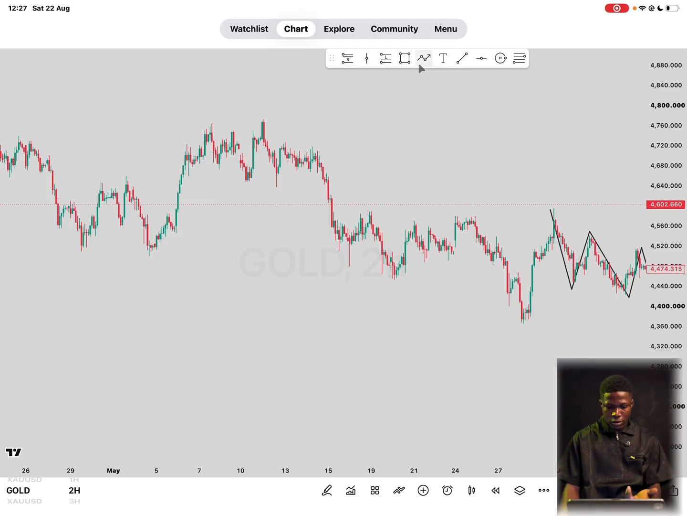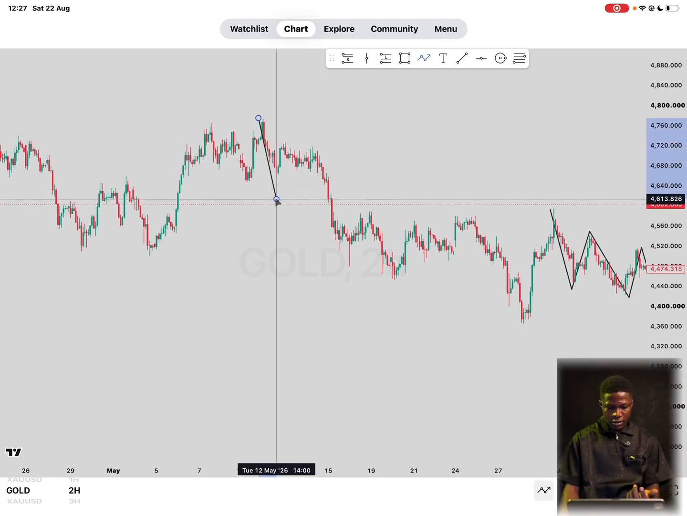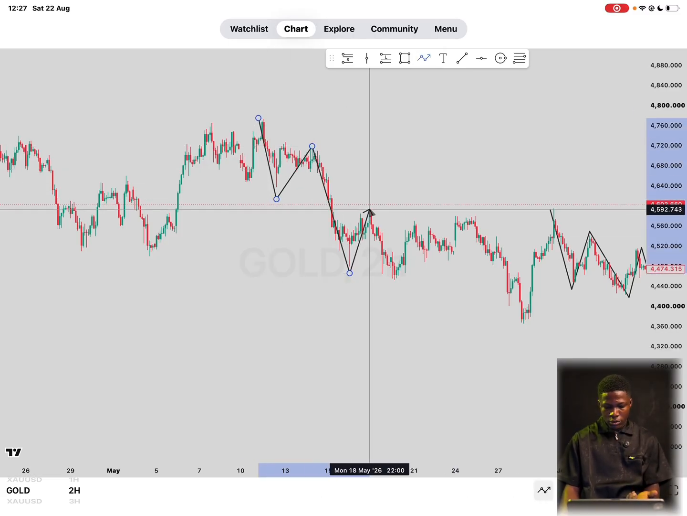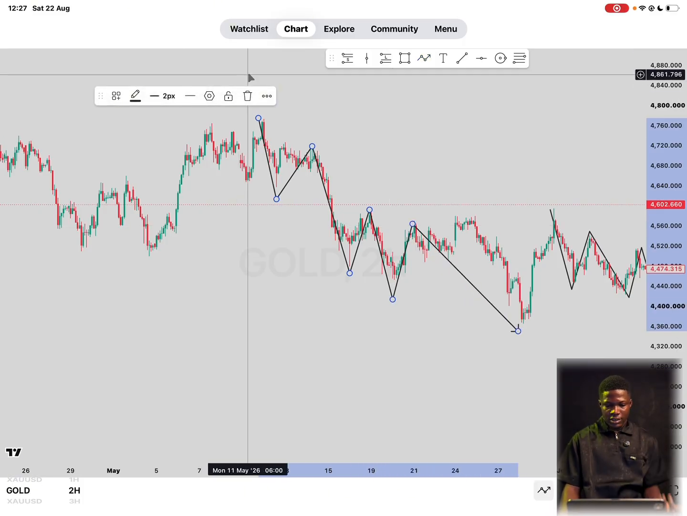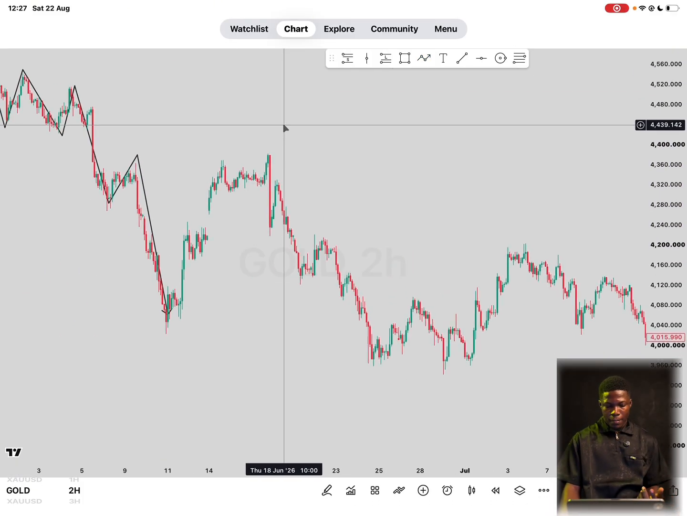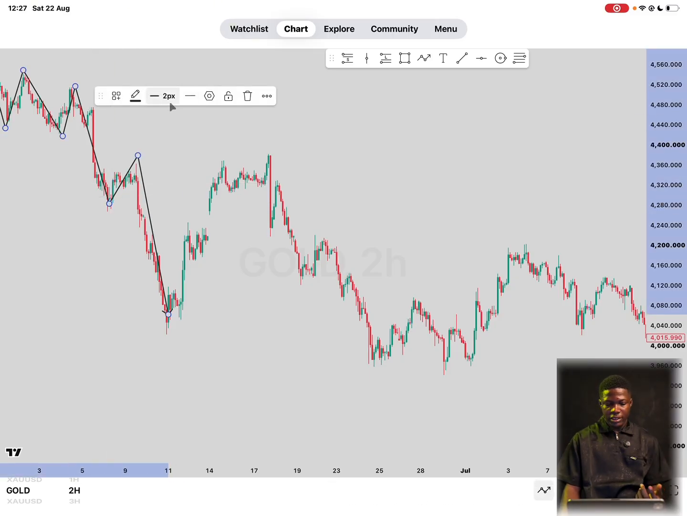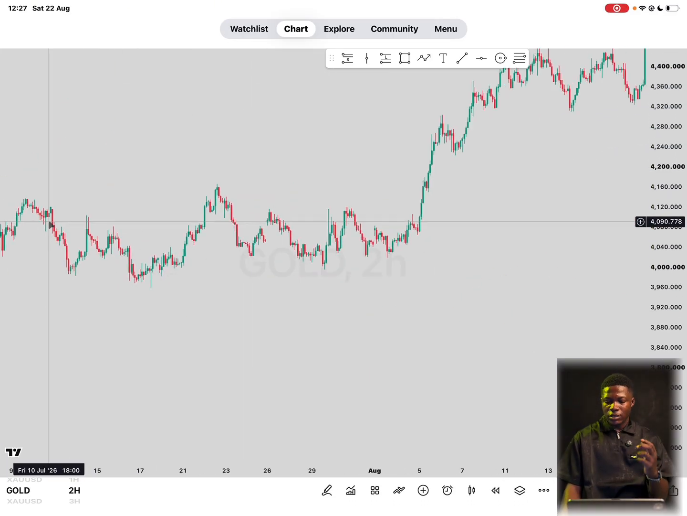If we check here also, we have a series of lower highs, lower lows, lower highs, lower lows, lower highs, lower lows, lower highs, lower low. It's as simple as that. So that's just the basic market structure that you need to know.